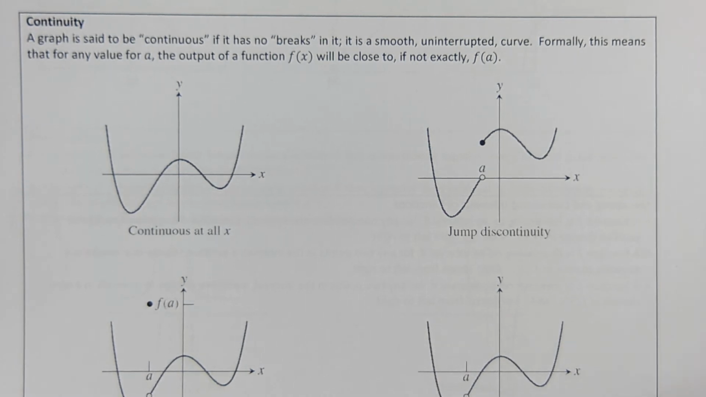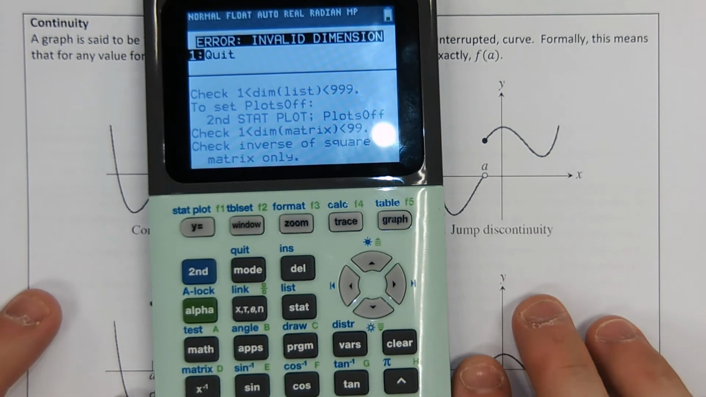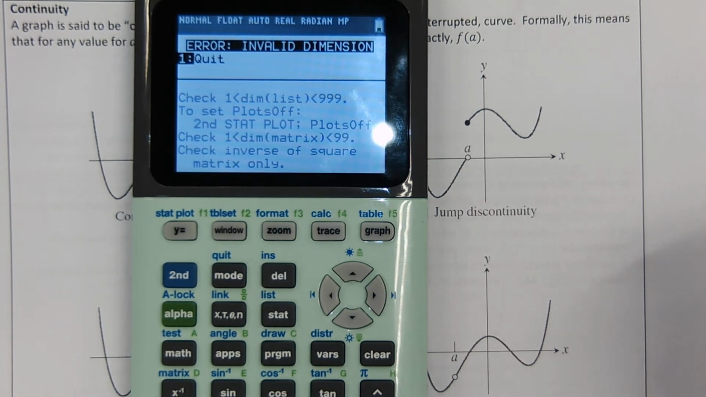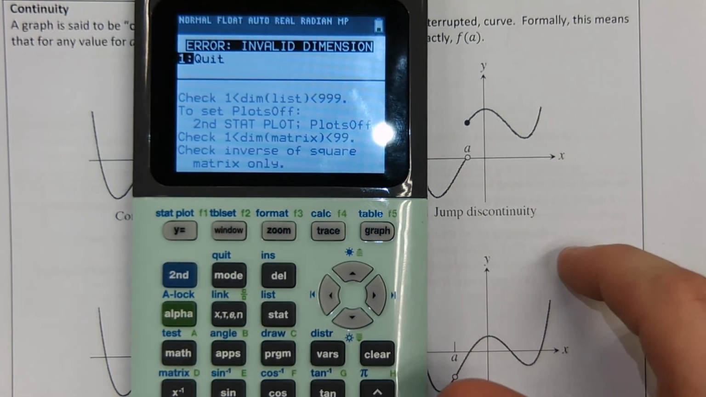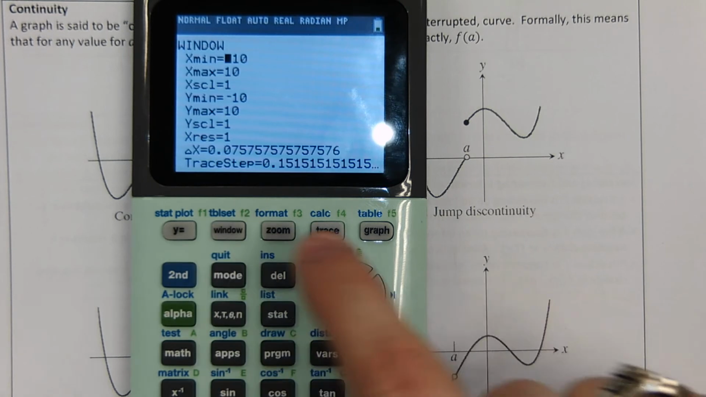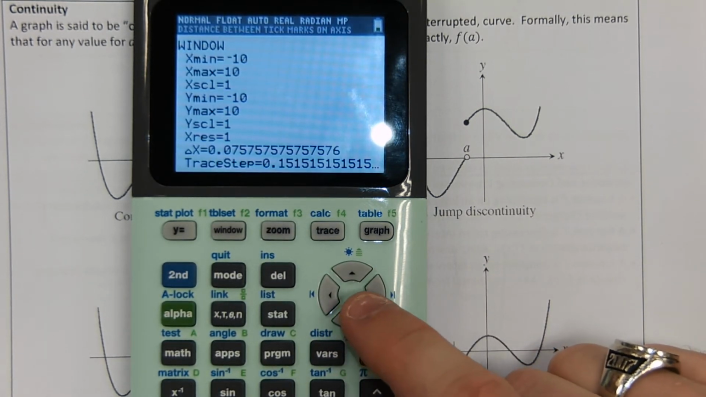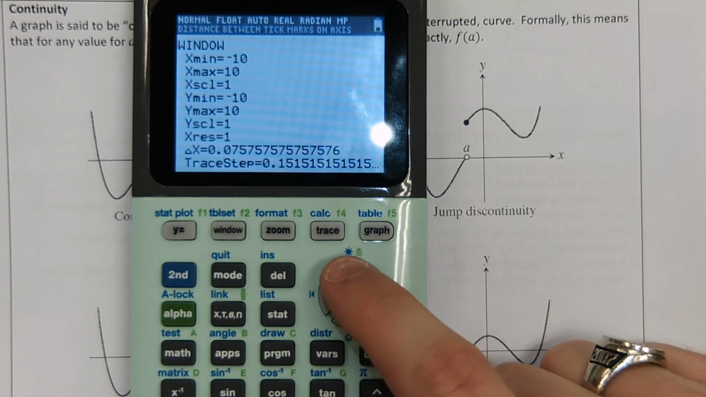One more question about a calculator. Every time I try and do it, it does that. Invalid dimension. Okay, so this is important, guys. If you ever see this message, invalid dimension, that usually means that your window is all kinds of borked. So I'm gonna hit quit, and I'm gonna go to window. Let's see, -10 to +10, 1, -10 to +10, 1. That doesn't look like a problem.